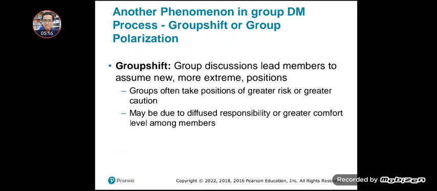Another phenomenon or outcome in the group decision making process we call group shift, or group polarization. What is group shift? Group discussions lead members to assume new, more extreme positions. In this sense, groups often take positions of greater risk or greater caution. This may be due to diffused responsibility or greater comfort level among members. So when we feel easy with the other group members, when we feel okay with the ideas given by our group members, and our ideas are also accepted positively by them, it means we can have group shift. We can discuss more extreme ideas. We can explore more extreme exercises or activities for the benefit of the group members.